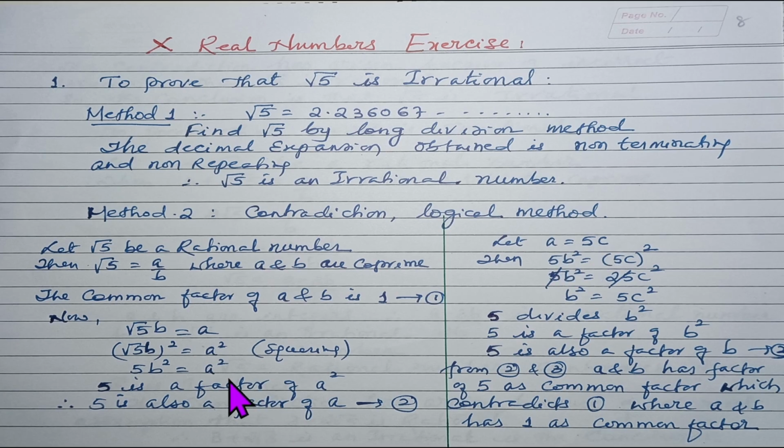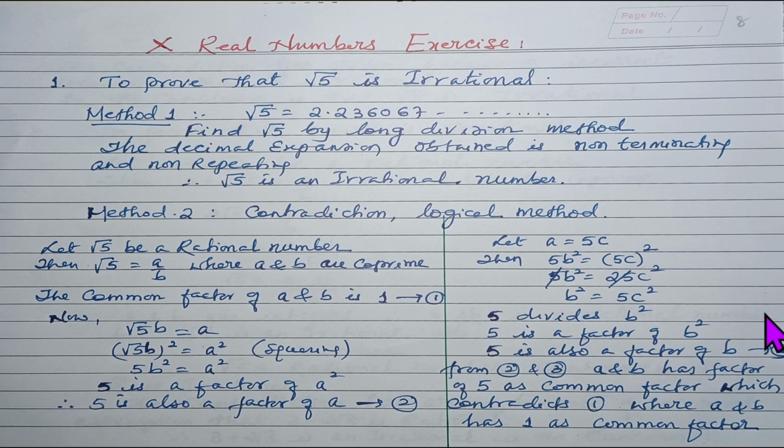Now put a as 5c in this, that is 5b square is equal to a square. We get 5b square is equal to 5c whole raised to square, or 5b square is equal to 25c square. 5 cancels here, we get b square is equal to 5c square. That means b square is divisible by 5, or 5 is a factor of b square. If 5 is a factor of b square, 5 is also a factor of b. That is statement number 3.